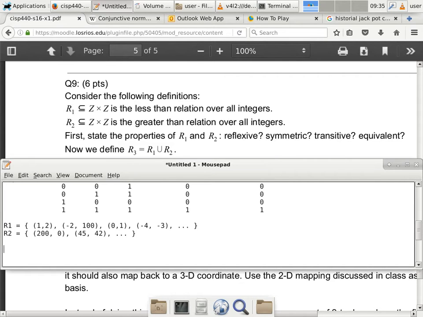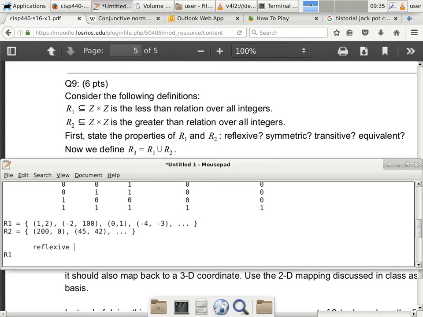So let's go ahead and make a table out of this. So we have R1, R2, well, they're the same, so I just need one single thing. So we have reflexive, symmetric, transitive, and finally equivalent. There we go.